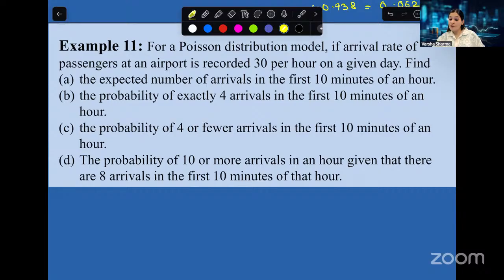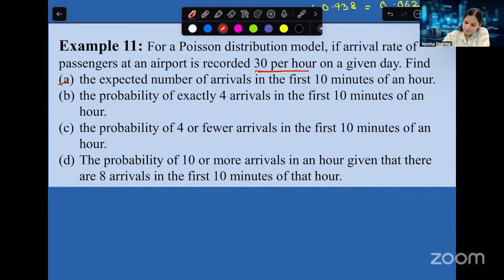Okay. So for a Poisson distribution model, the arrival rate of passengers at an airport is recorded as 30 per hour. So if I'm doing the sum for 1 hour, that is 60 minutes, my lambda will be 30. If I'm doing it for 30 minutes, it will become 15. If I'm doing it for 2 hours, it will double and become 60. So the number of minutes for which I'm doing my sum will determine what my lambda is. For 60 minutes, my average is 30. Accordingly, for as many minutes as we want to do the sum, it is going to change.